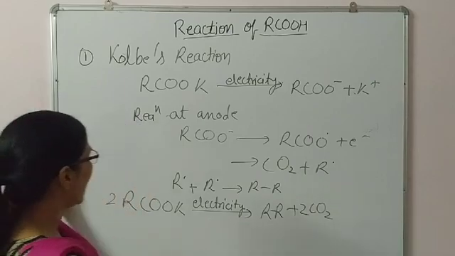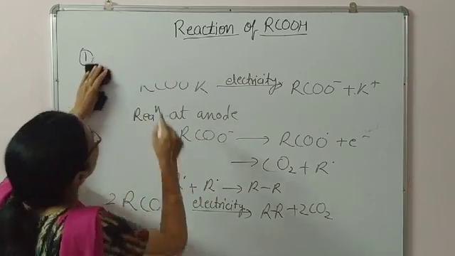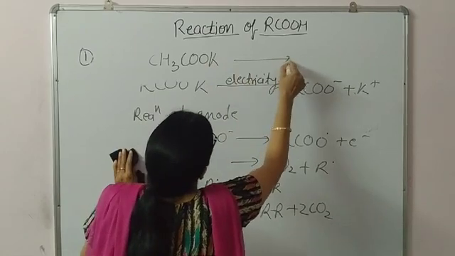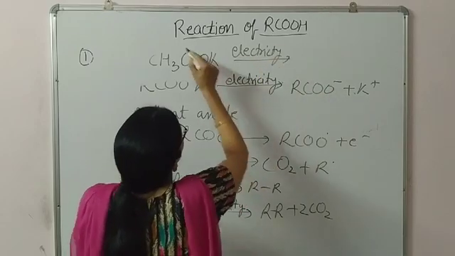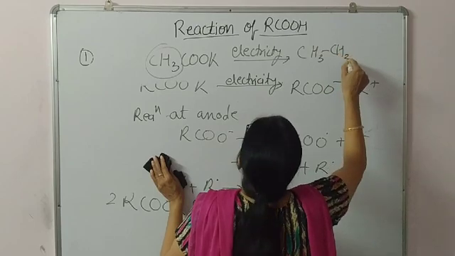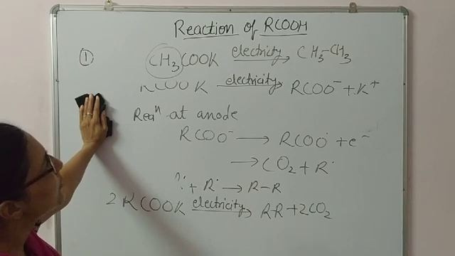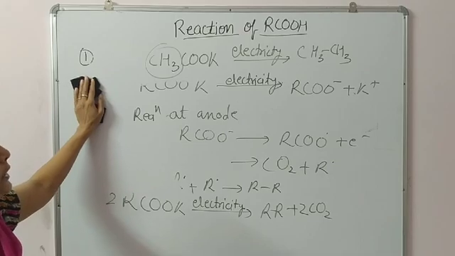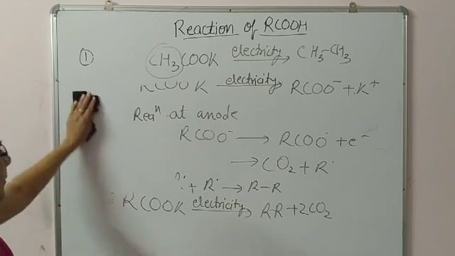There is no problem. I am taking one example again. For example, CH3COOK you are taking. Then by means of electricity you will get CH3-CH3, along with carbon dioxide and potassium. So only the major product, your point of interest, is the alkane. So these two reactions are of 11th standard. Hope you can remember.